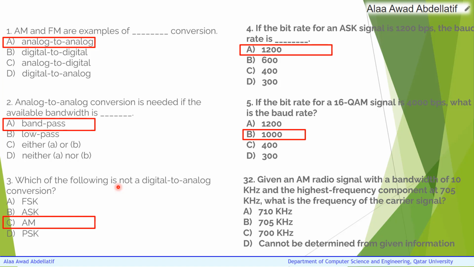AM modulation is analog to analog, so the bandwidth is around the high frequency. The carrier frequency is where we put the carrier in the middle of the bandwidth. So the carrier frequency is always in the middle of the bandwidth. The bandwidth is 10 kilohertz and the highest is 705, so what's the lowest?